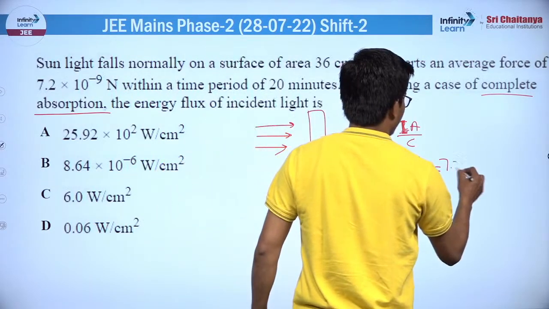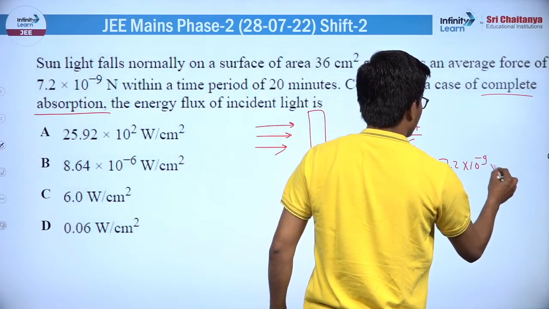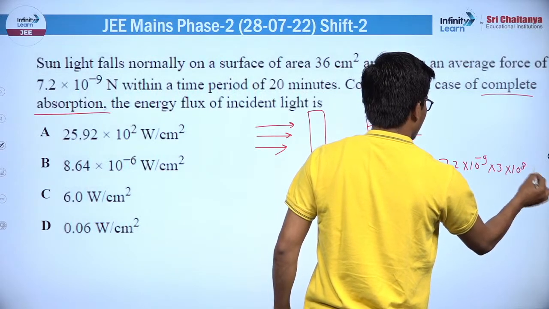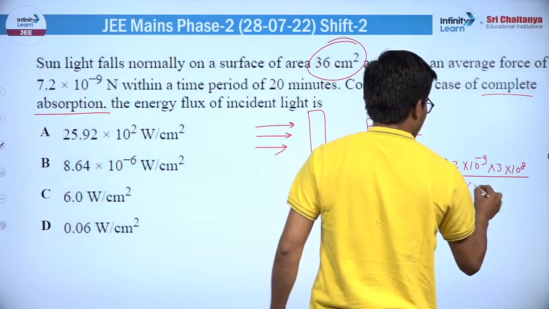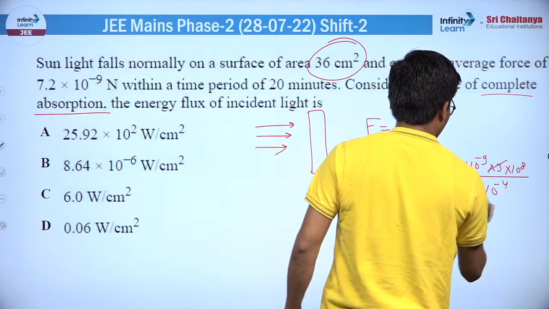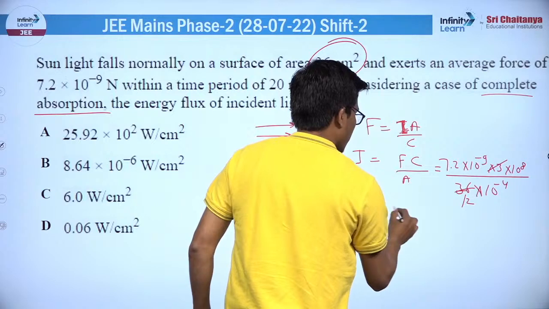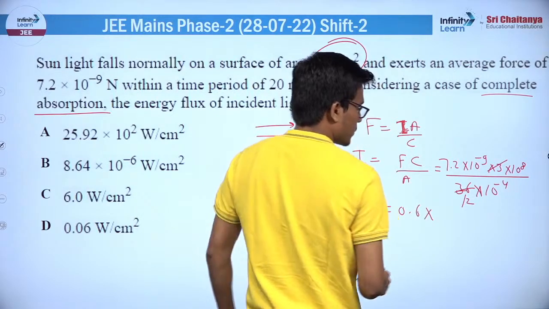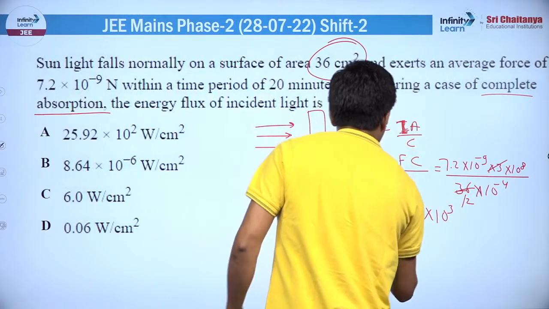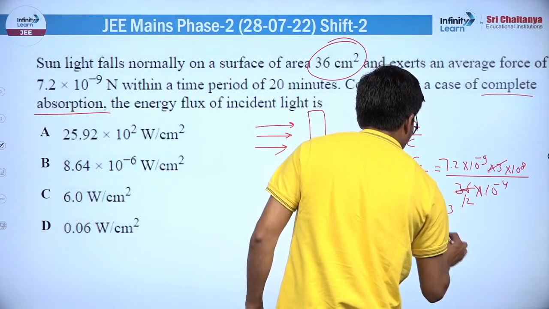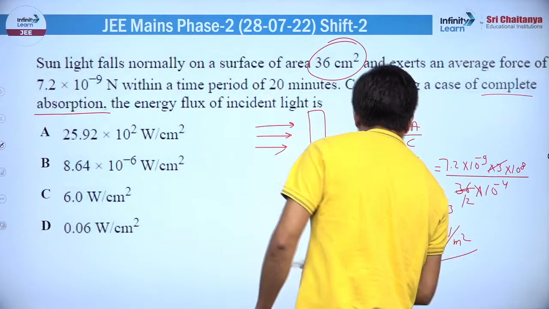Yes, 7.2 into 10 to the power minus 9 Newton. The value of C is 3 into 10 to the power 8. Do you know the value of area? Yes, 36 into 10 to the power minus 4. It is 12. So I will be 0.6 into 10 to the power minus 5, means 10 to the power 3. So it is actually 600 watt per meter square should be my answer.